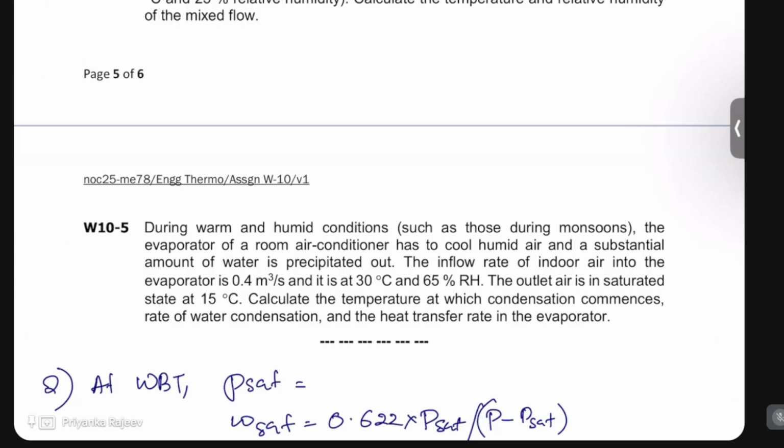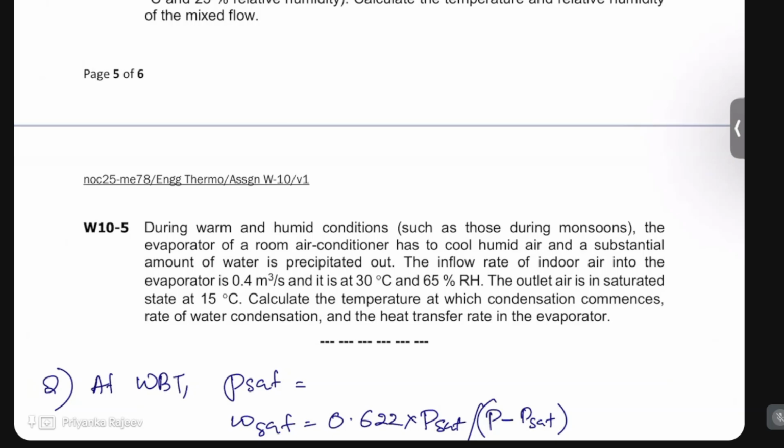And the last question: during warm and humid conditions, such as those during monsoon, the evaporator of a room air conditioner has to cool humid air, and a substantial amount of water is precipitated out. The inflow rate of indoor air into the evaporator is 0.4 meter cube per second, and it is at 30 degrees centigrade and 65% relative humidity. The outlet air is at saturated state at 15 degrees centigrade. Calculate the temperature at which condensation commences, rate of water condensation, and the heat transfer rate in the evaporator.